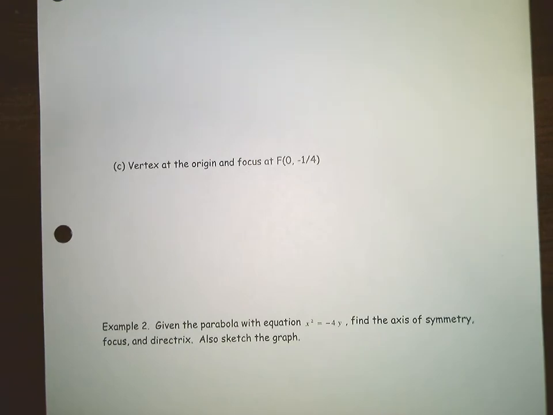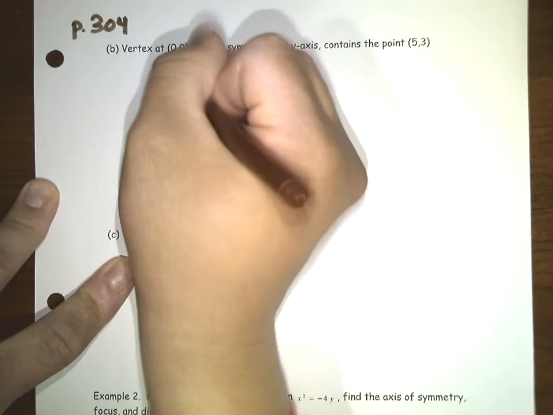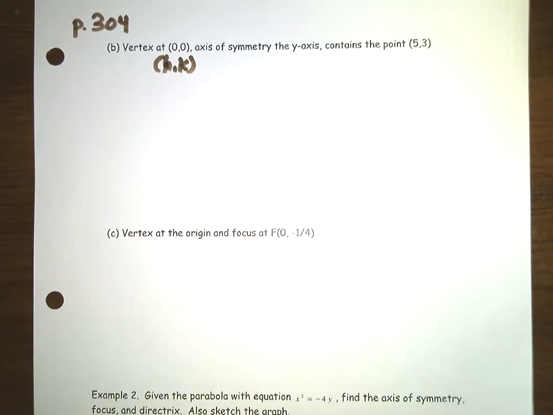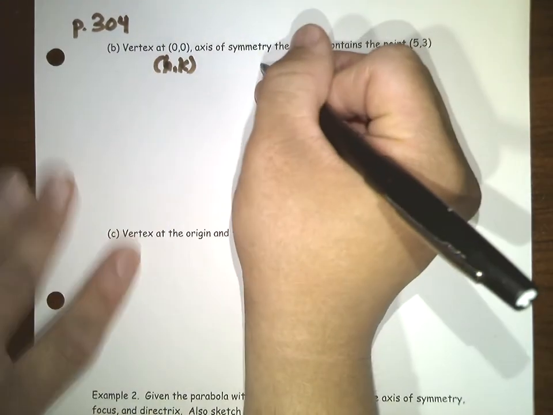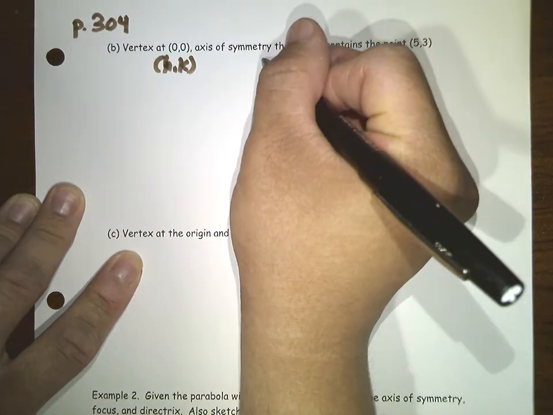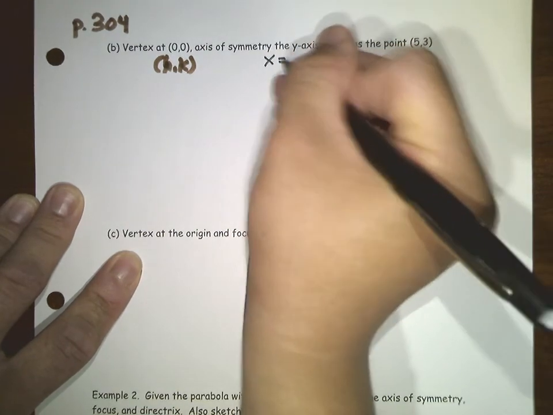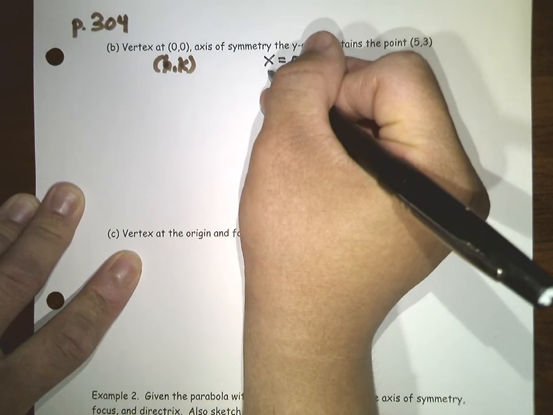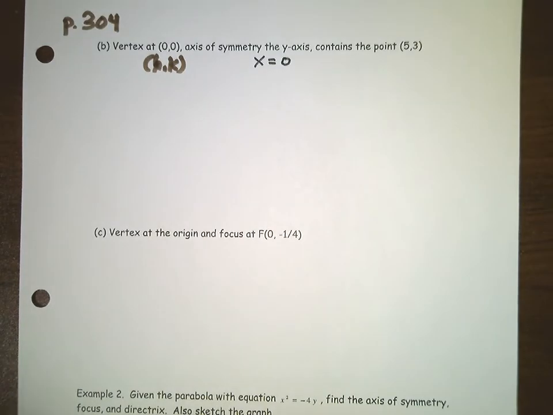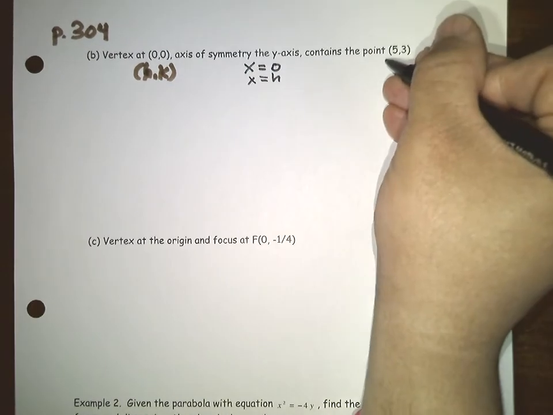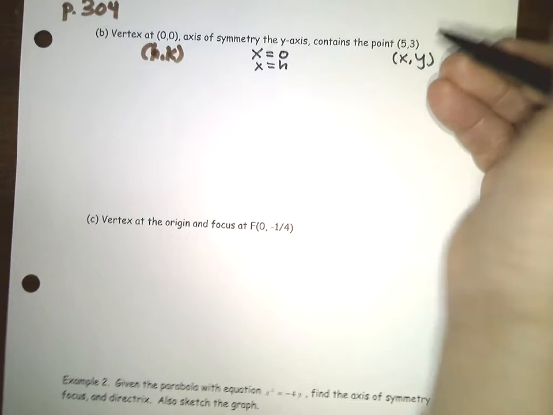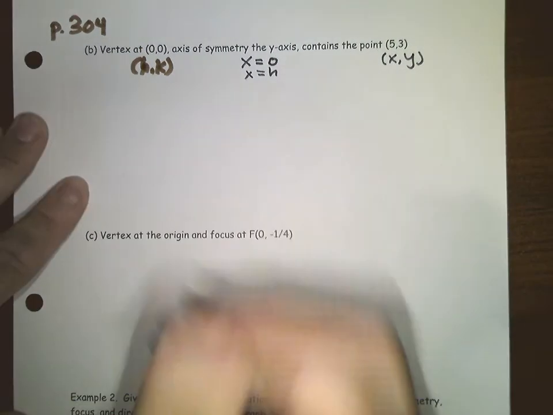So now we have, what page is this? 304. All right, so we have the vertex at (0, 0), so that's (h, k). And the axis of symmetry is the y-axis, so the y-axis is going to be x equals 0. And remember, the axis of symmetry is at x equals h, and the parabola contains the point (5, 3). So they tell us an x and a y value this time.